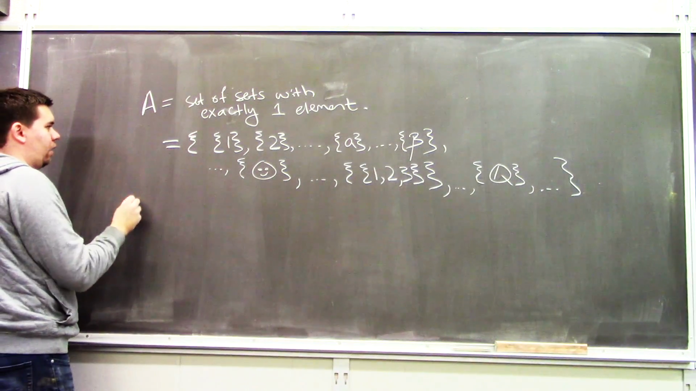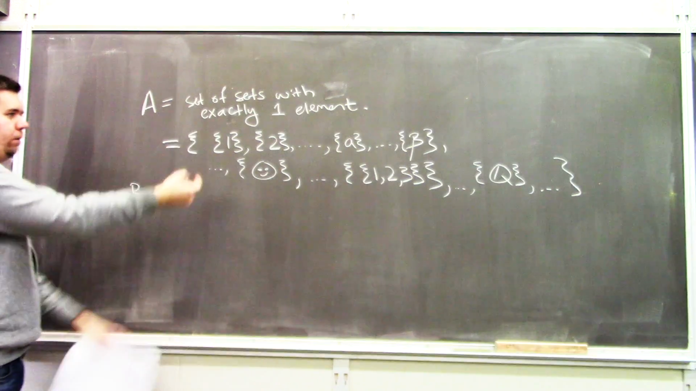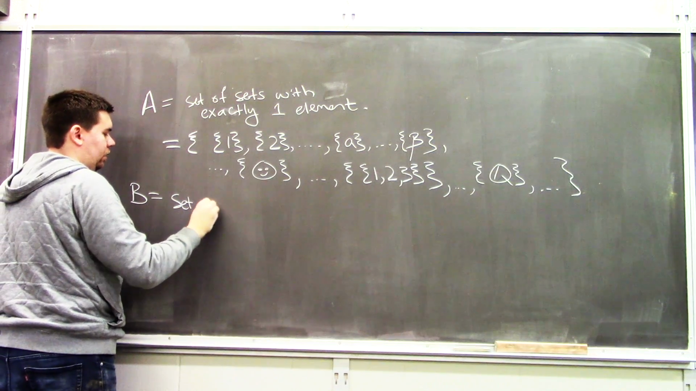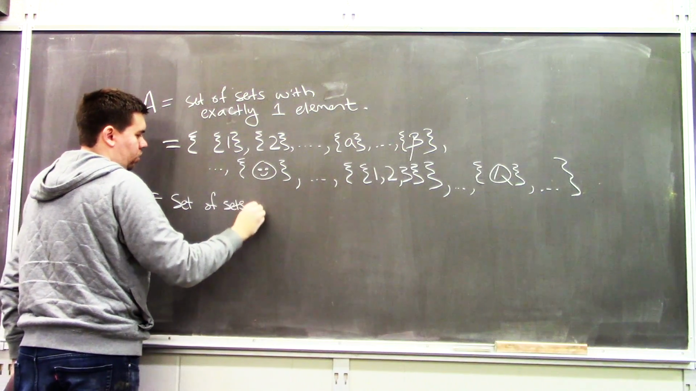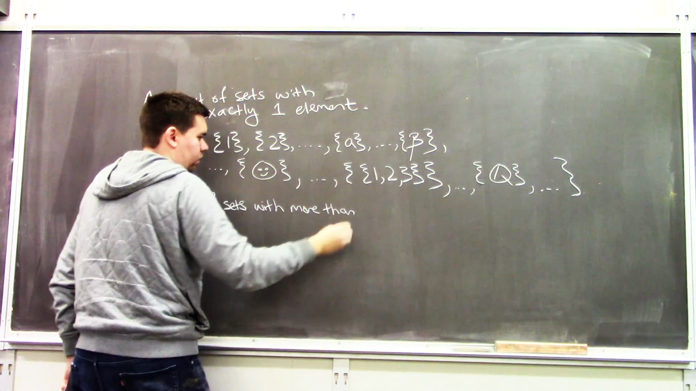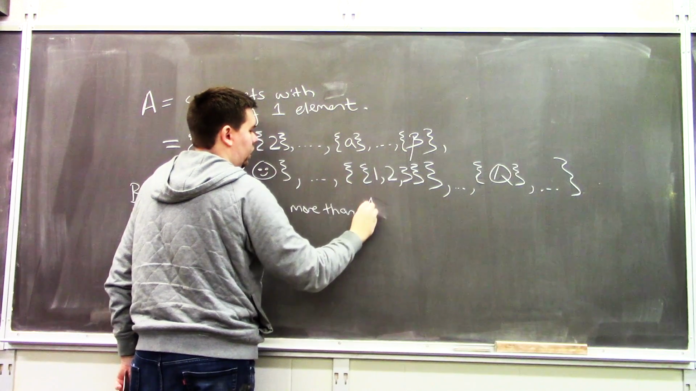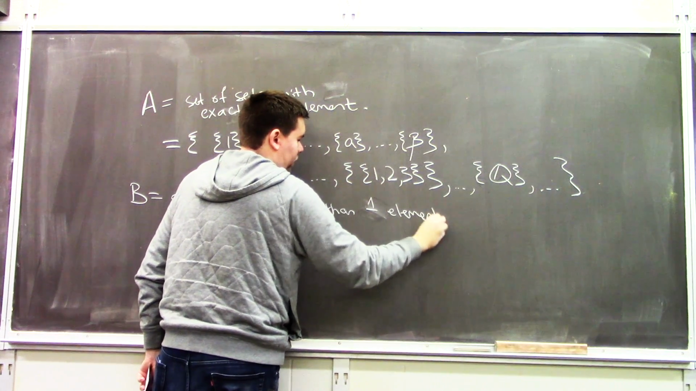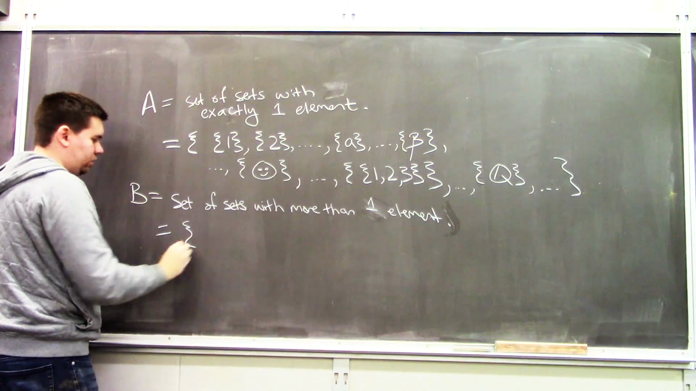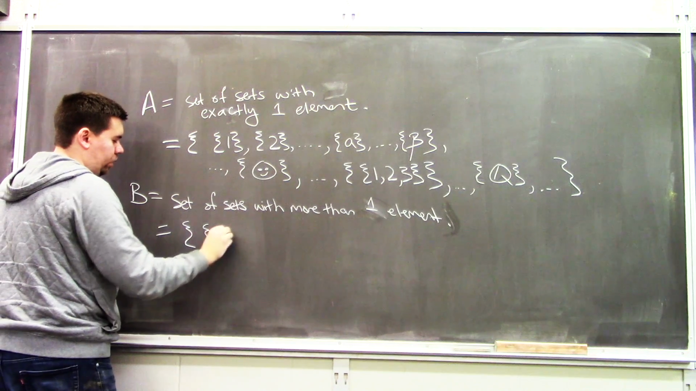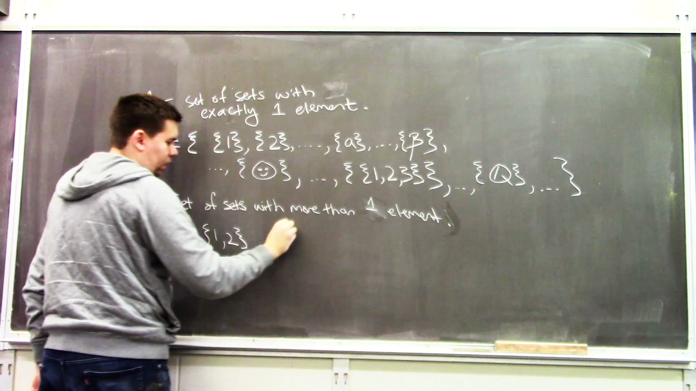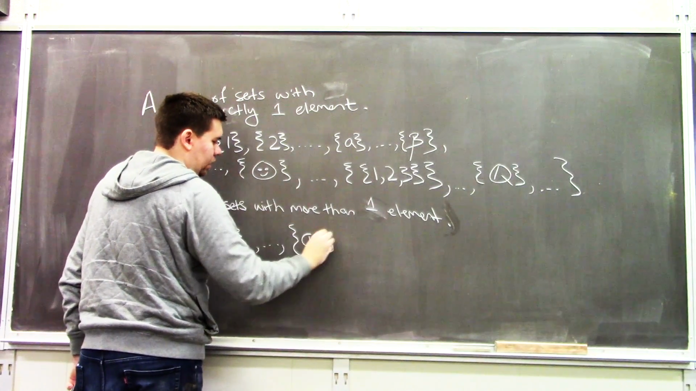If you can define A that way, it's a weird set, but we've defined it. You can define B to be the set of sets with more than one element. So what's going to be inside of B? Inside of B, you would have the set with the elements 1, 2, because that has multiple elements in it. Or the set with the elements A, B.